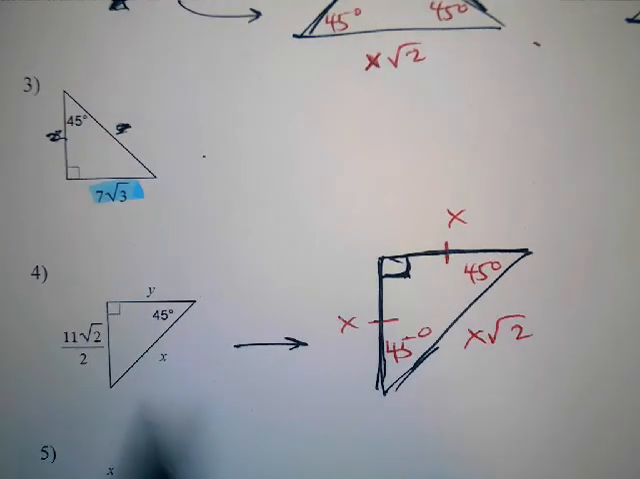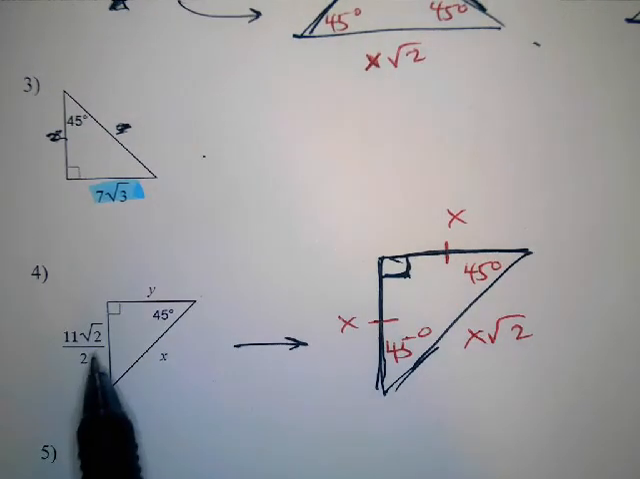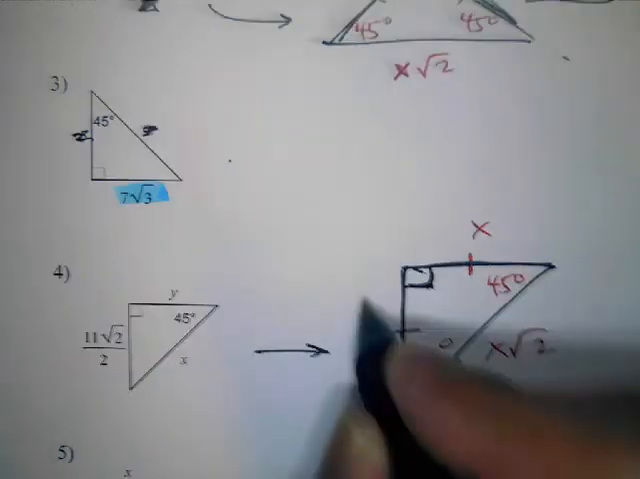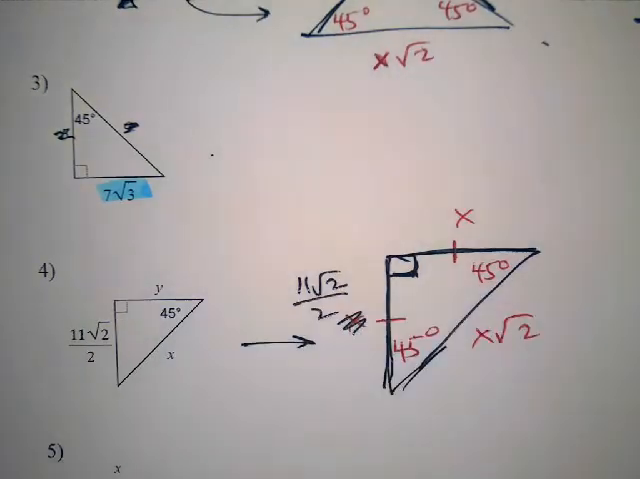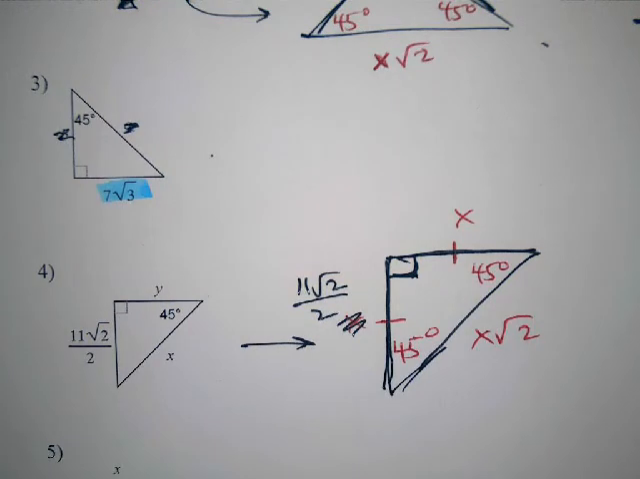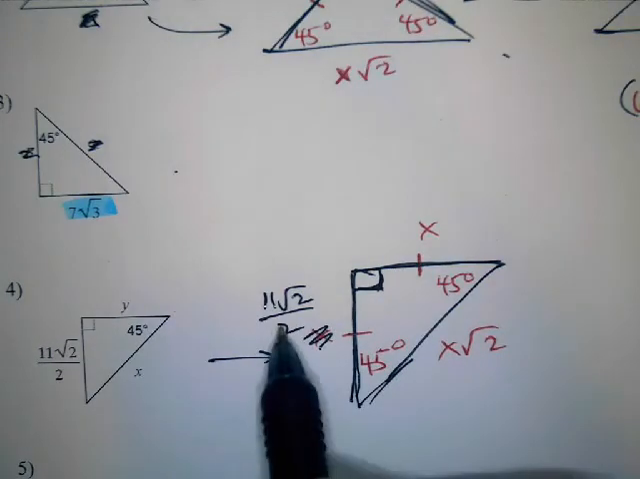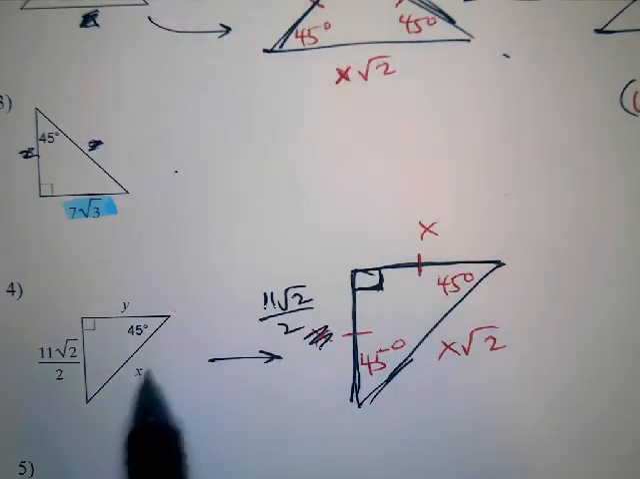Okay, what is this one here? Which one is given? This one. One of the legs. And it's what? 11 root 2 over 2. Ooh, that's a little tricky, huh?